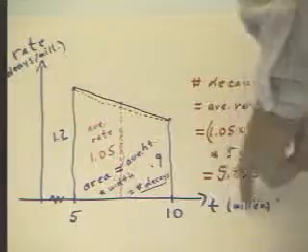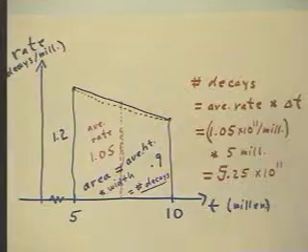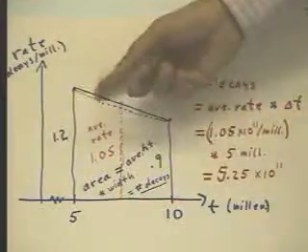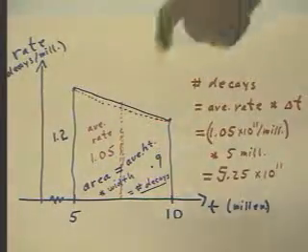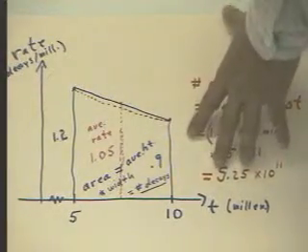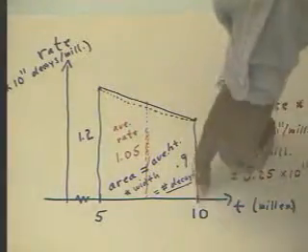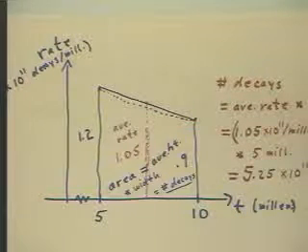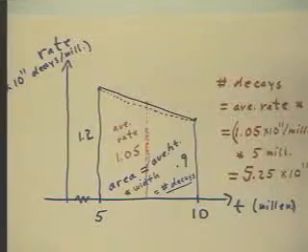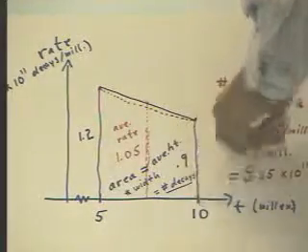Of course, here on the clock time axis, measuring t in millennia, we go from 5 to 10 millennia, and we see that we have a trapezoid. The trapezoid has altitudes 1.2 times 10 to the 11th decays per millennium, and 0.9 times 10 to the 11th decays per millennium. And the trapezoid has a width of 5 millennia, from 5 to 10 millennia.